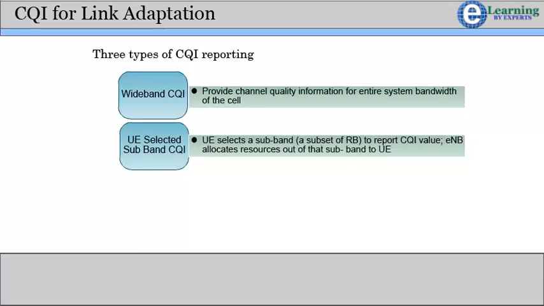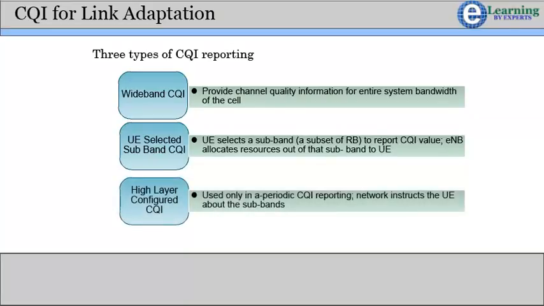In this type the UE selects a subband, a subset of RBs, to report the CQI value. The ENB allocates resources out of that subband to the UE. 3. Higher layer configured CQI, used only in aperiodic CQI reporting. The network instructs the UE about the subbands.